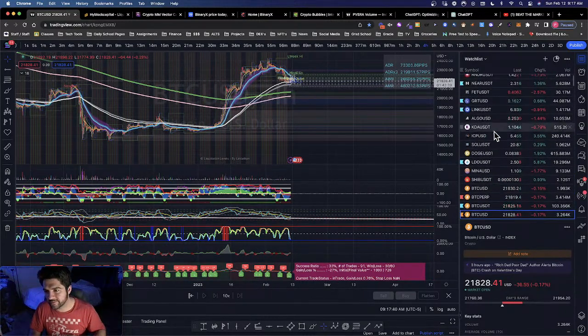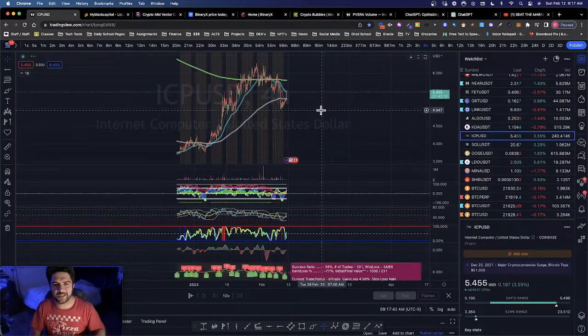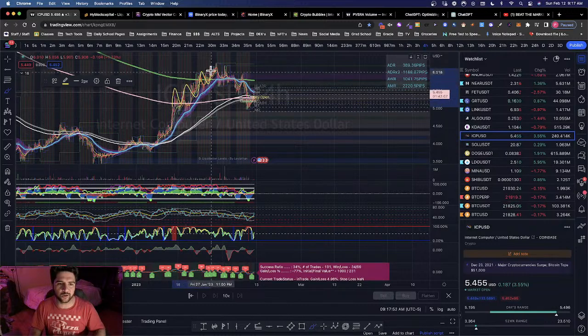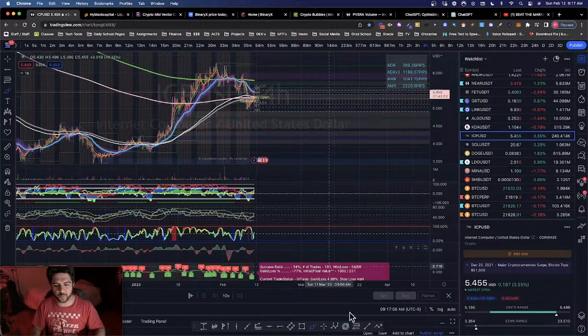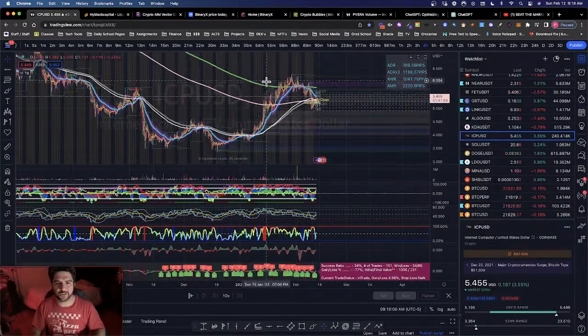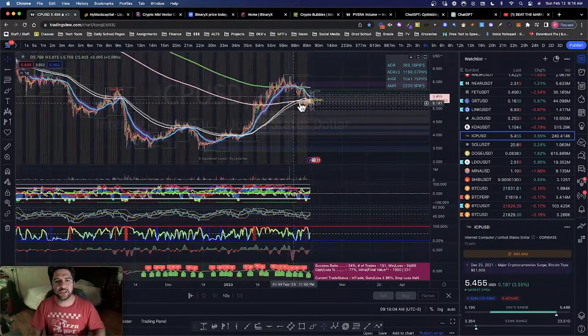Anything pumping? I don't know how you guys feel about ICP, man. Look at this. This is straight up distribution. I know BitBoy loves ICP, but look at them just distribute on our asses. That's all it's done. Rounded tops don't pay the bills. It's just distribution. And what are you on the 4 hour? Look at the EMAs.